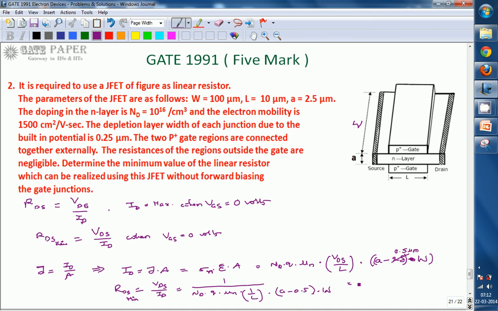If you multiply all those things, you will get the value 208.33 ohms. This is the right answer. So the minimum value of resistor realized by the given JFET is 208.33 ohms. Thank you.